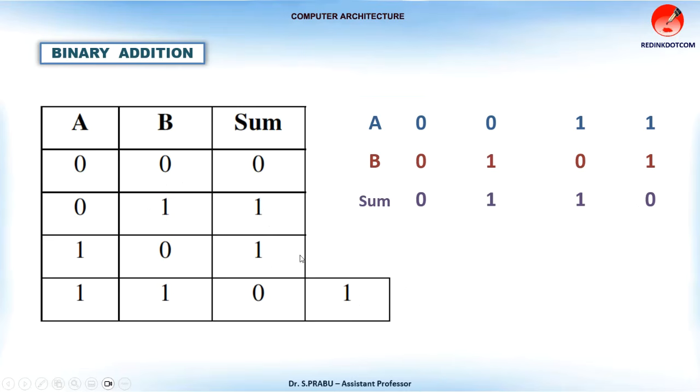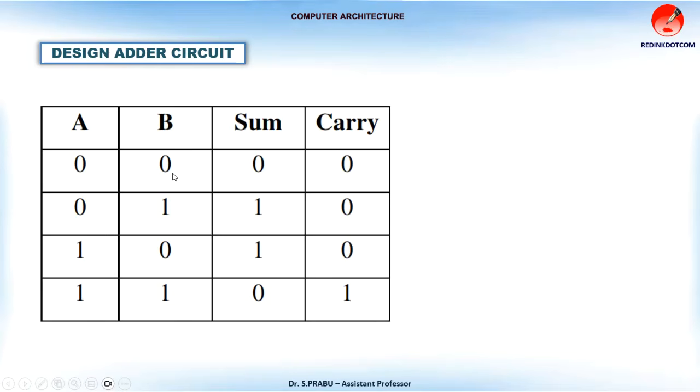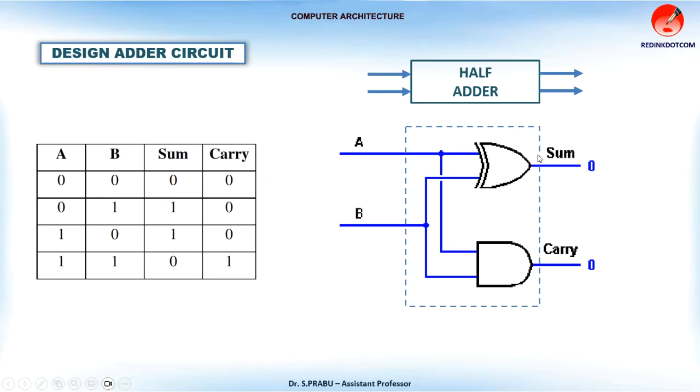In these three cases, there is no carry, that can be 0. So when you add these two numbers, you can get two different outputs. This is called half adder. Now we are going to see how this half adder circuit can be designed.